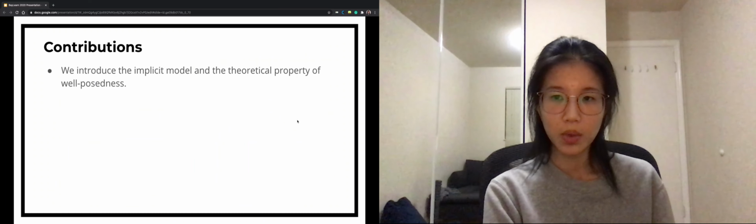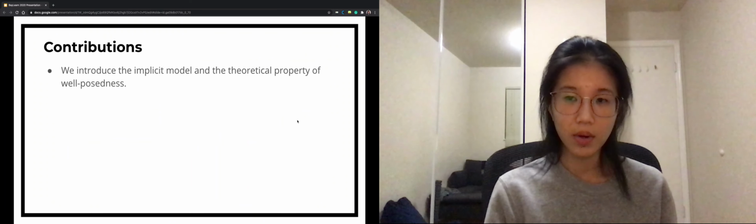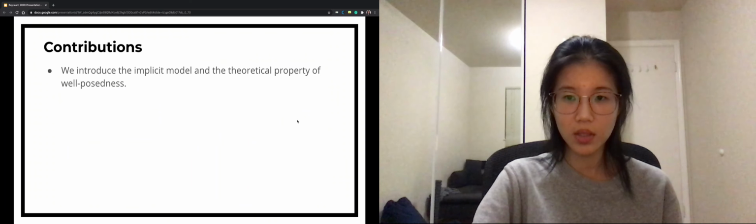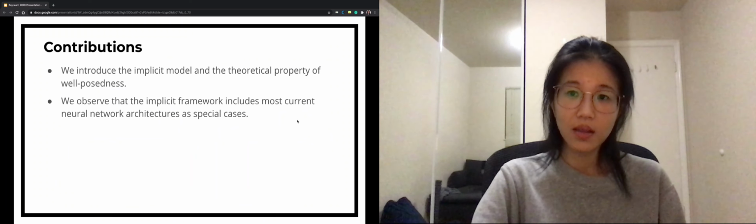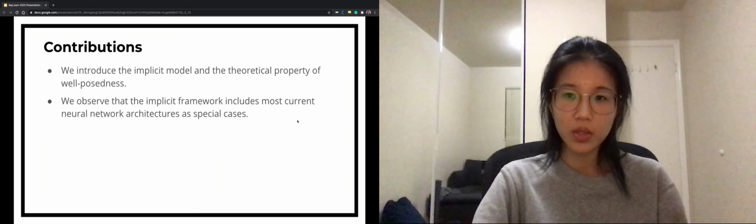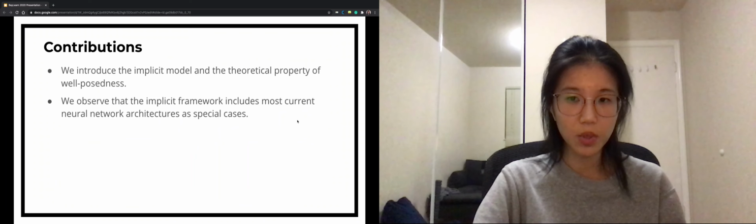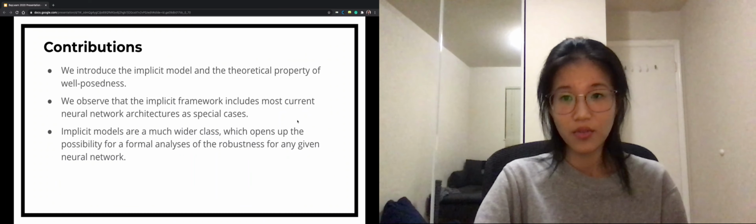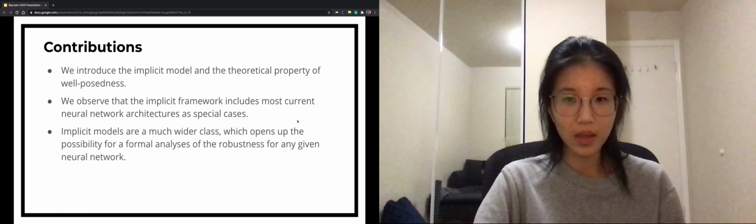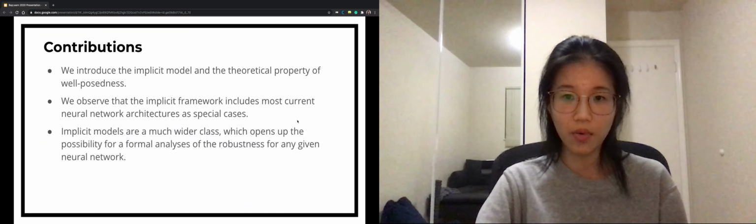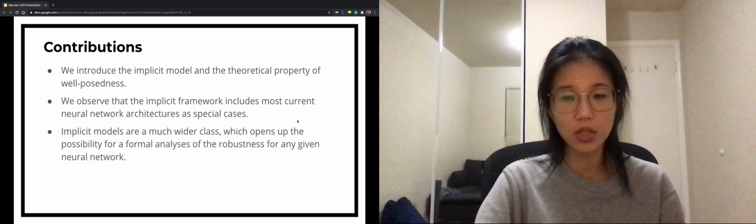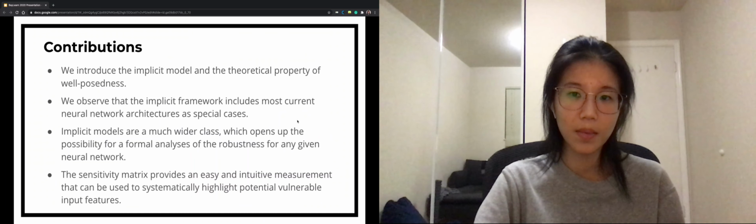So in conclusion, in this work, we introduce the implicit model and the theoretical properties of well-posedness, and observe that the implicit framework includes most current neural network architectures as special cases. Therefore, implicit models are a much wider class, which opens up the possibility for a formal analysis of the robustness of any given neural network.